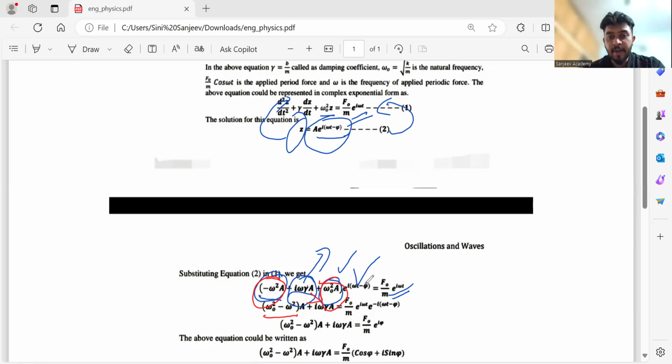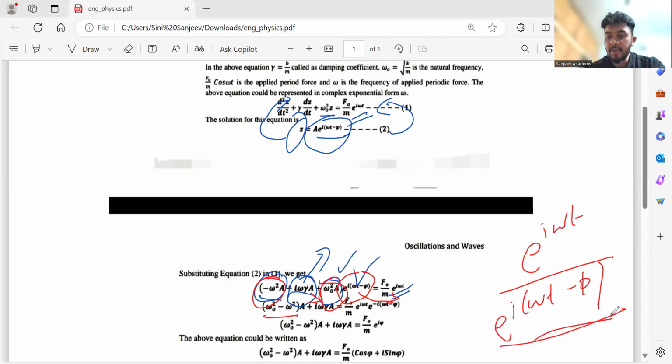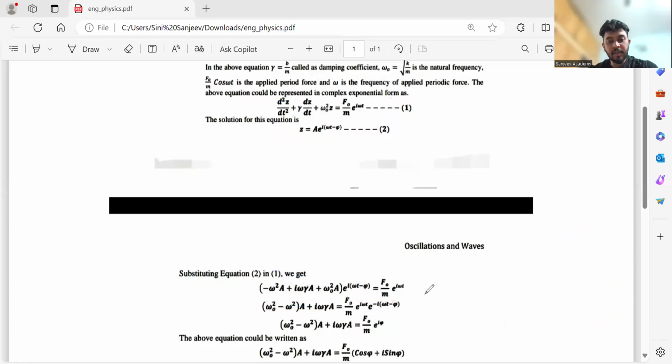And this e power i omega t minus phi is there, that I'm going to divide with this. So e power i omega t divided by e power i omega t minus phi. If this full term goes to the top, it will become e power minus i omega t minus phi. This is in the denominator, so plus i; if the same term goes to the numerator, it will become minus i. That's what is written down here in this particular PDF. Clear? So with this, I clear the drawings to avoid further confusion.